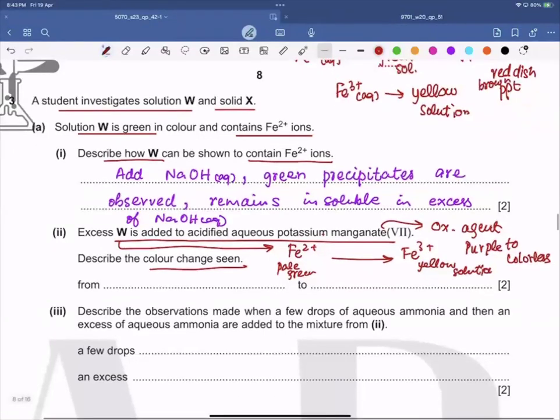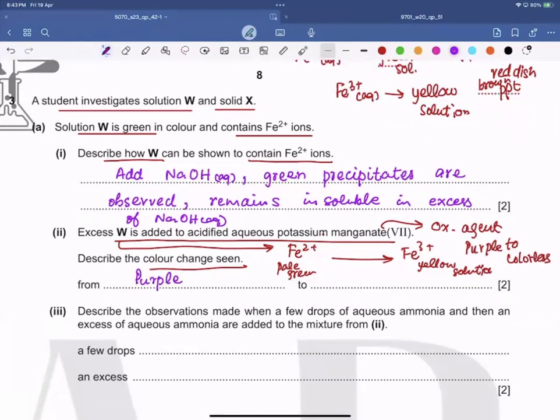So the initial color would be purple, right? And the purple decolorizes. So at the end, we will get a colorless solution, right? But the iron 2 positive is turning into iron 3 positive. So which color dominates at the end? The colorless and the yellow. So we are going to observe the yellow solution. So the color change would be purple to yellow. Is this understandable to all of you? Yes, very good, Zainab.